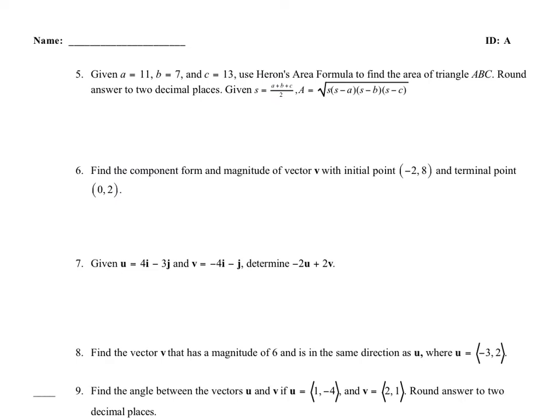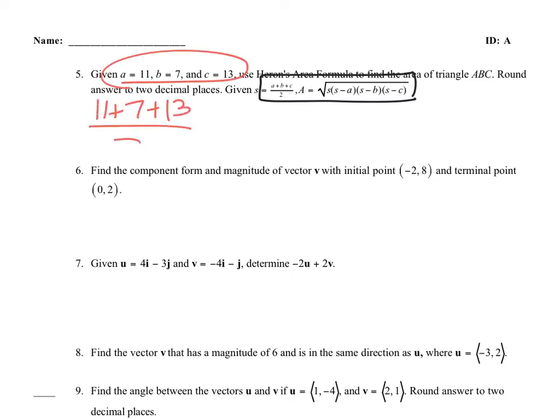All right, number 5, your Heron's formula. So that area formula is going to be given to you exactly like this. Hopefully that avoids any mistakes that were made on the test and the quiz from this section, dividing by 3 or doing the equation wrong. So all you have to do is add the 3 numbers, 11 plus 7 plus 13, divide by 2 to get your S, and then do the square root of the S times the S minus A times the S minus B times the S minus C.